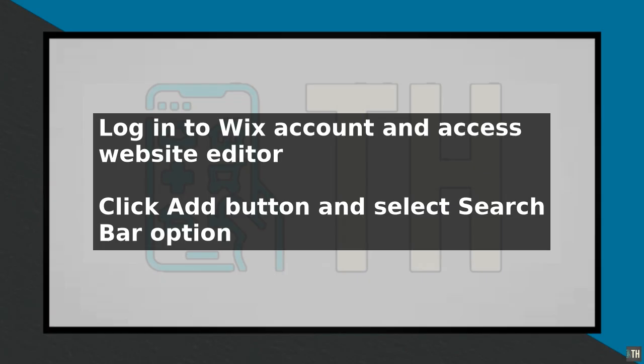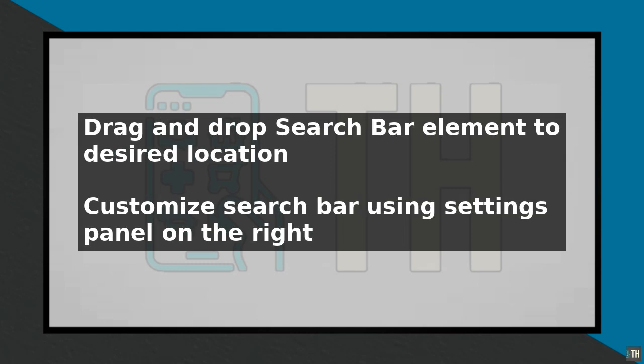First, log into your Wix account and access your website editor. Click on the Add button on the top bar and select More from the drop-down menu. In the search bar, type search and select the search bar option from the results.